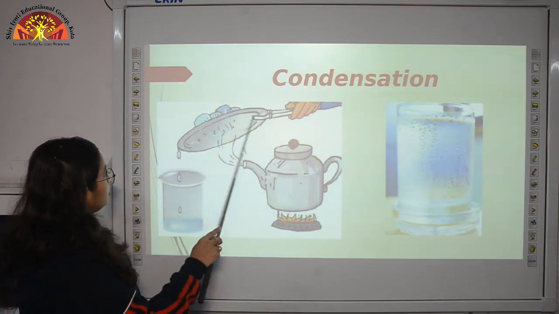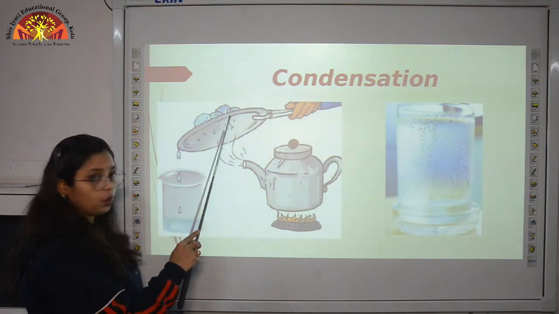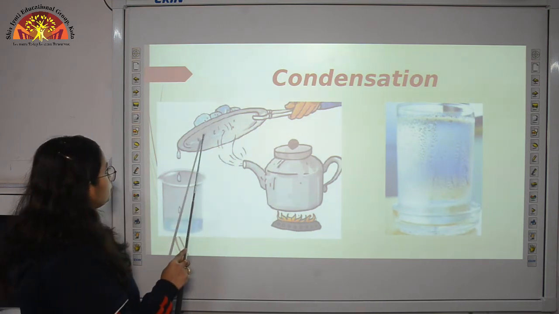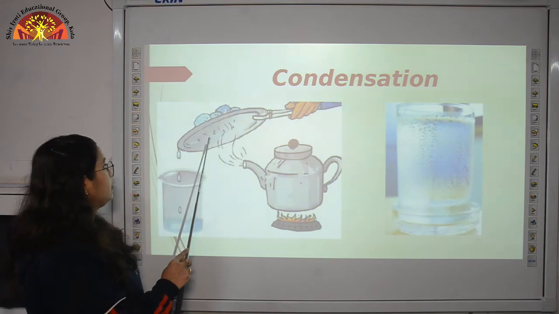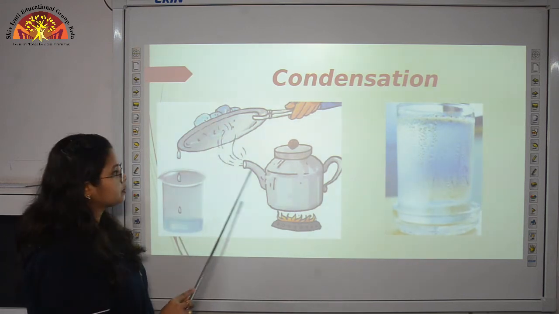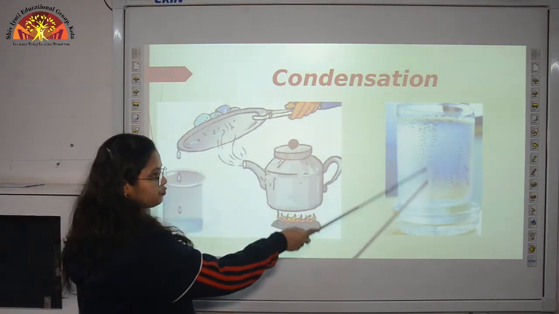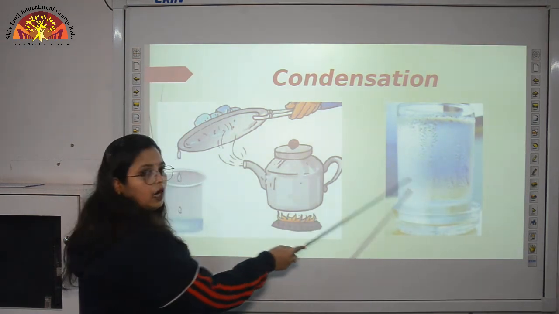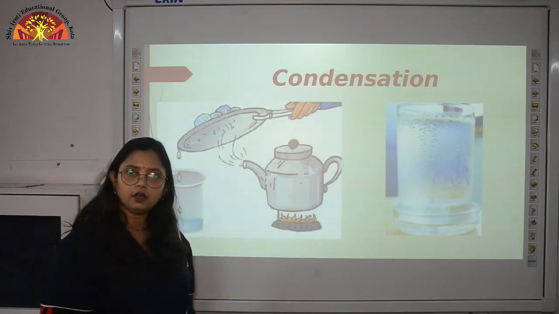Now if we put a plate over this steam, because the plate is cold as compared to the water which is present in this kettle, as the water vapor reaches the plate, it gets cool and collects as drops of water on the inner surface of the plate. So this is also called condensation. And another example which I have told you right now is that drops of water get collected on the outer surface of the glass when it is filled with chilled water or ice.